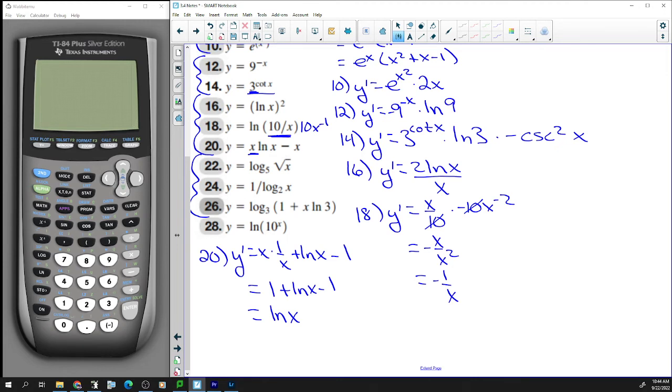We won't get to that for a while yet. I think it's chapter 5, if I remember right. How about logs?